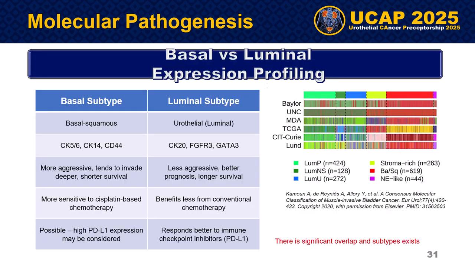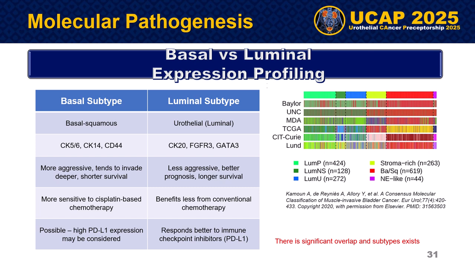Expression profiling divides urothelial carcinomas into two main molecular subtypes, luminal and basal, with further subdivisions within the luminal subtype. These subtypes differ in their relative expression of markers of basal squamous differentiation, for example CK5, CK6, CK14, and CD44, and markers of urothelial differentiation such as CK20, uroplakins, FGFR3, FOXA1, and GATA3. Basal tumors are usually more aggressive, tend to invade deeper into the bladder wall, and are associated with shorter survival compared with luminal tumors.